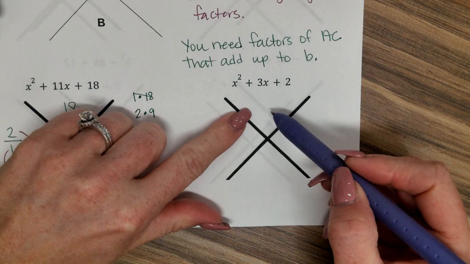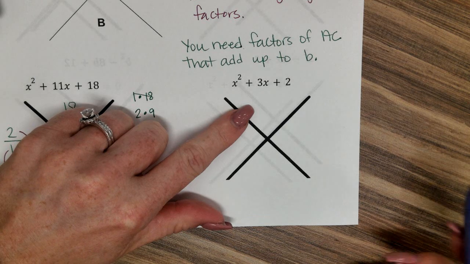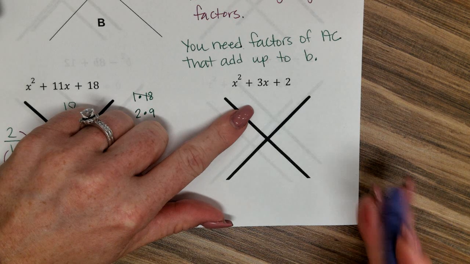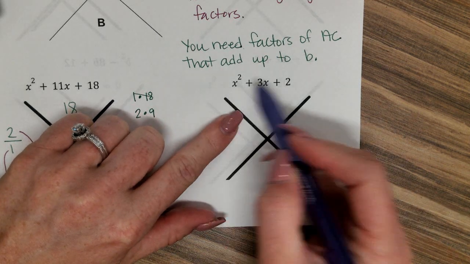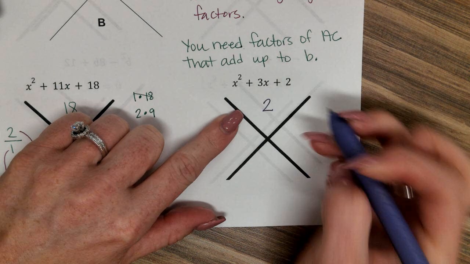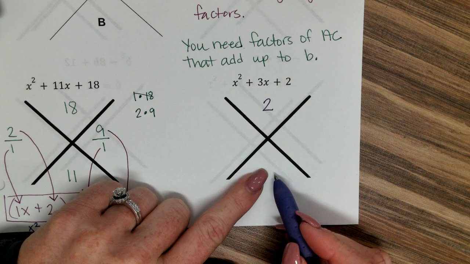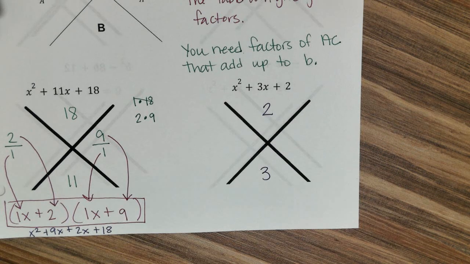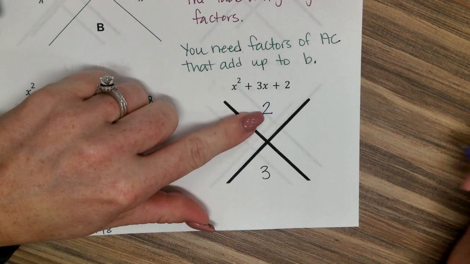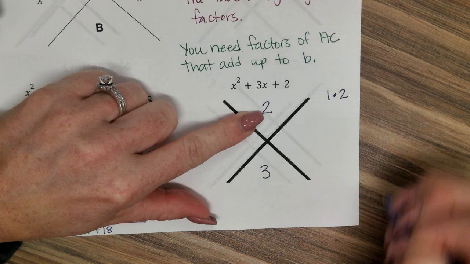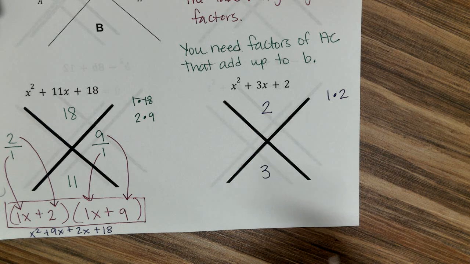What goes in this top piece? 2. Don't tell me, just tell me how to get it. A times C, so what's 1 times 2? What goes here? B, which is 3. What am I looking for? Factors of 2 that add up to equal 3. So what is a factor of 2? 1 times 2 or 2 times 1? Would 1 plus 2 give me 3?